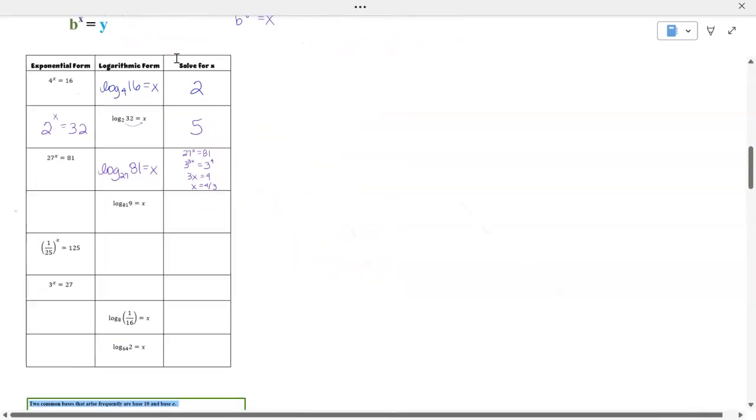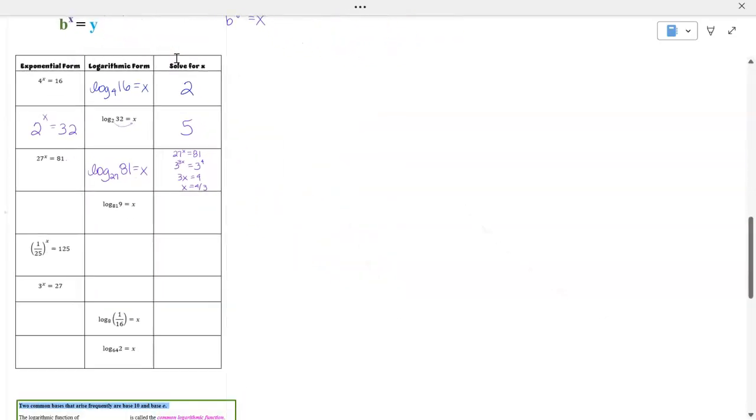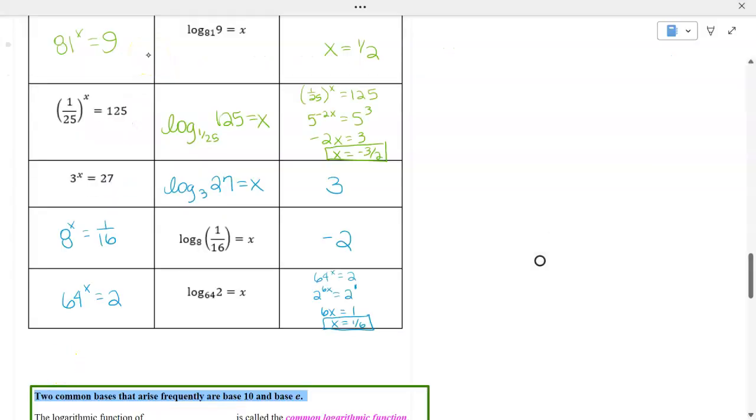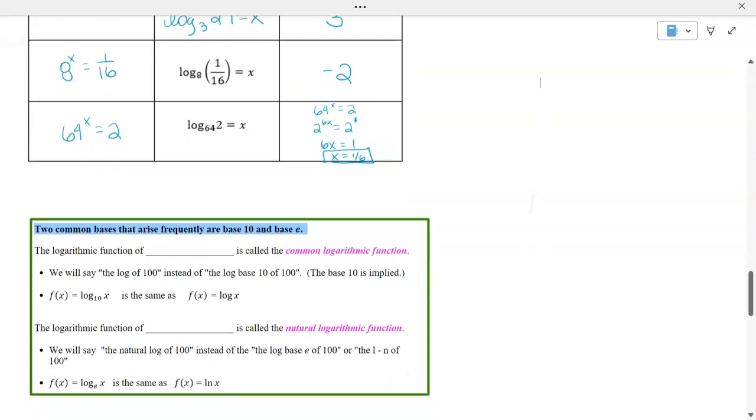So I want you all to take a moment and work through these remaining ones and then come back and check your answers. Okay, so a couple of things I want to point out as you are checking your answers. On this last one, when you end up having the exponential equation 64 to the x power equals 2, remember that is 2 to the first power. So make sure that you remember that as you are solving and setting your powers equal to each other.